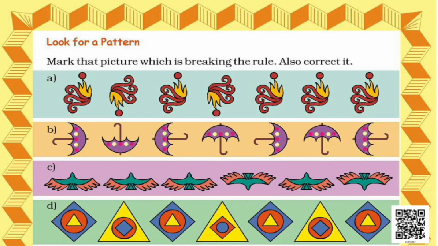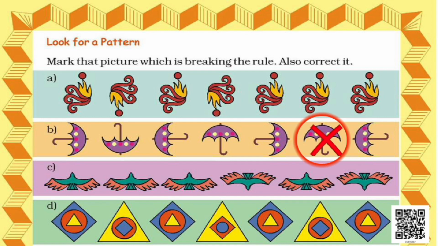Clockwise rotation. This is the important thing to notice. All the umbrellas are rotating clockwise. But what's happening after the 5th umbrella? The 6th umbrella rotates 90 degrees. Is it clockwise? No, it is anti-clockwise. So it is breaking the rule.